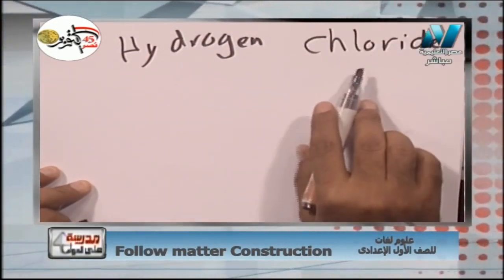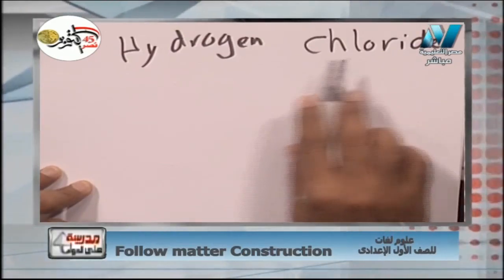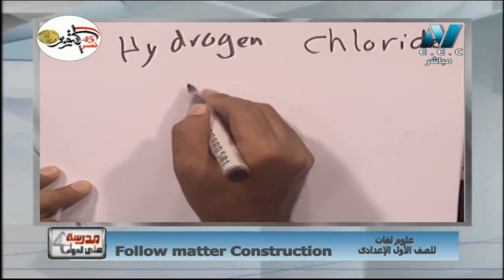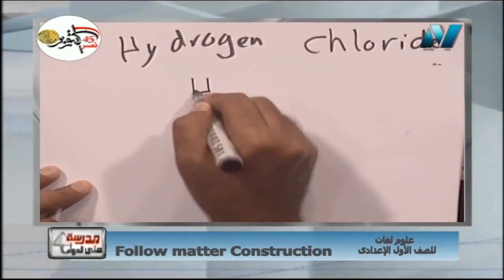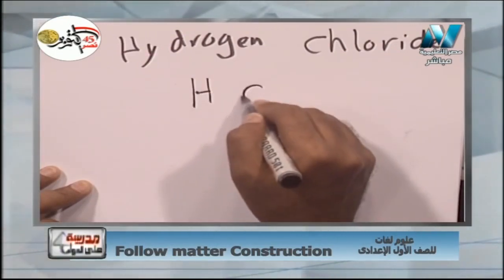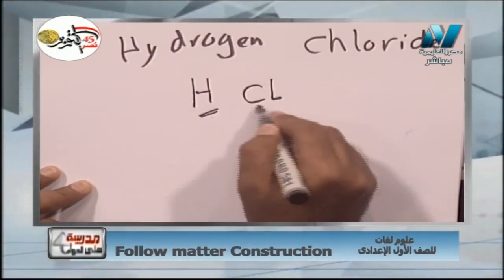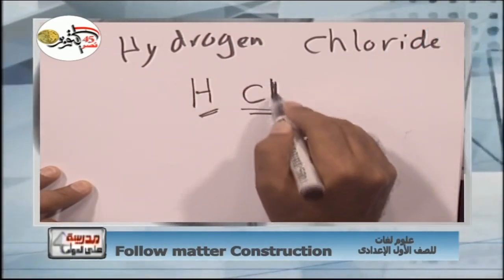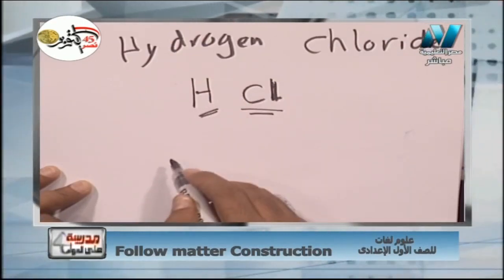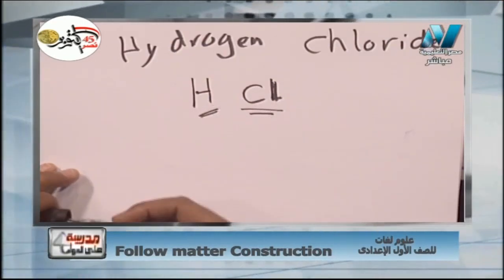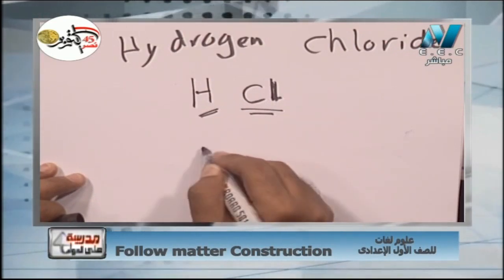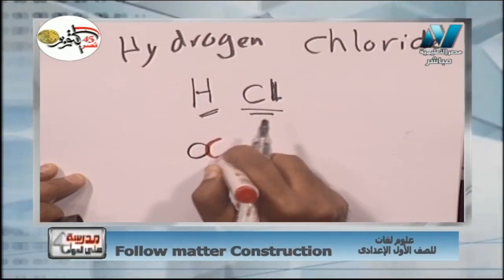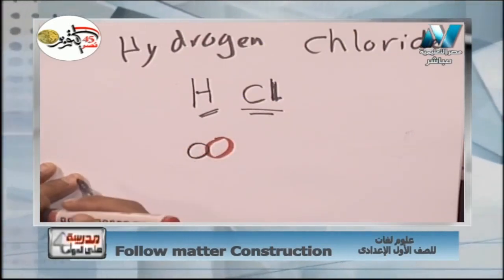Chloride comes from chlorine. So hydrogen chloride, it's obvious that it consists of hydrogen, that is symbolized by H, and chlorine, as we will see next lesson. So there are two types of different atoms. This molecule consists of a hydrogen atom and a chlorine atom. They are different.